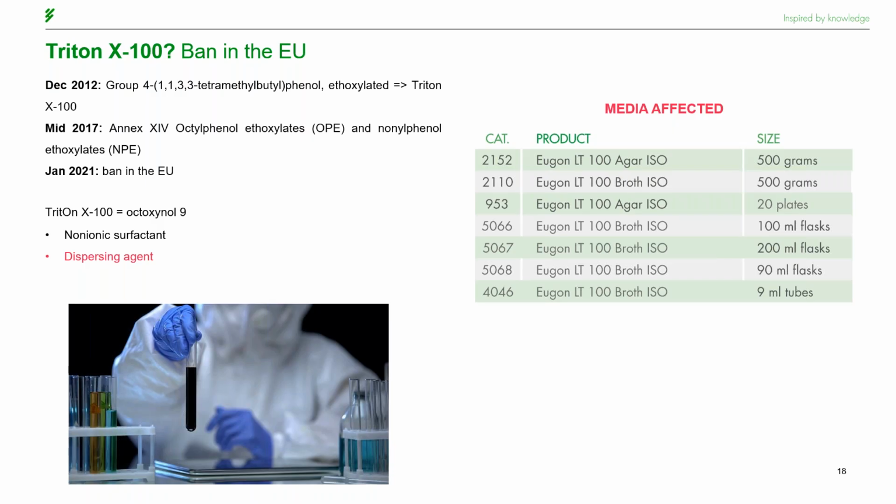The importance of this decision by ECHA lies in, again, Triton X 100, which is a detergent that is included in the composition of some culture media for the cosmetic industry according to ISO standards. It is an excellent dispersant that improves the diffusion of microorganisms, and the affected media containing this substance would be mainly the Eugon LT100 broth and agar.